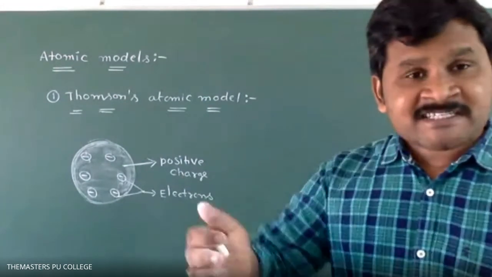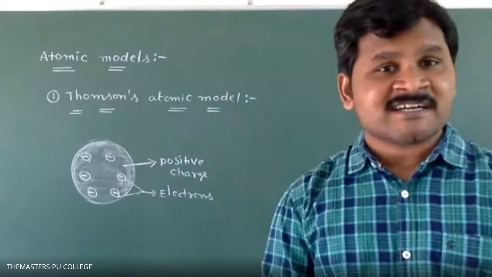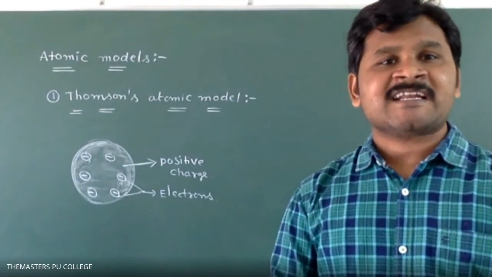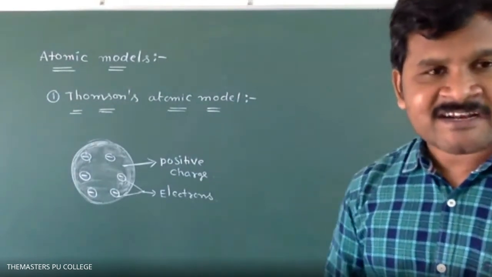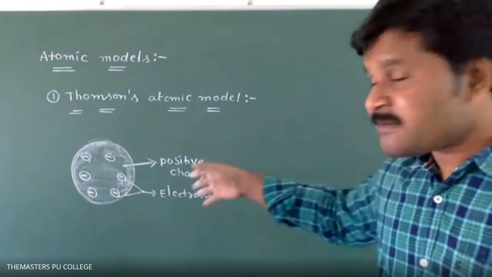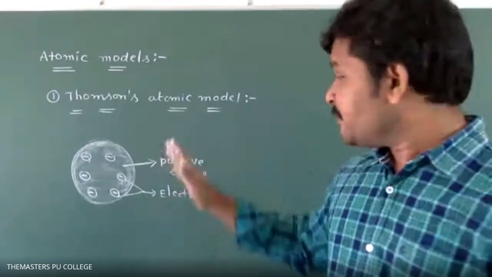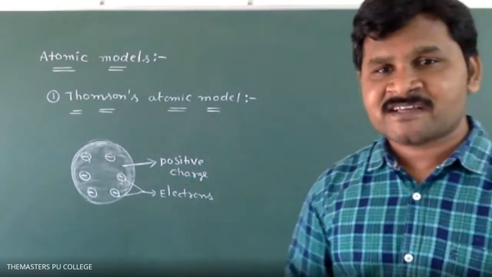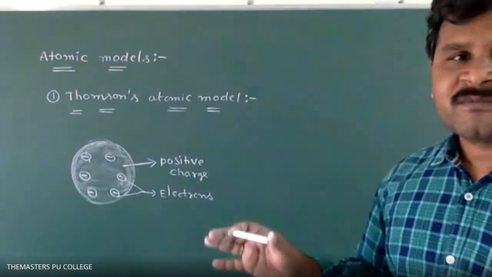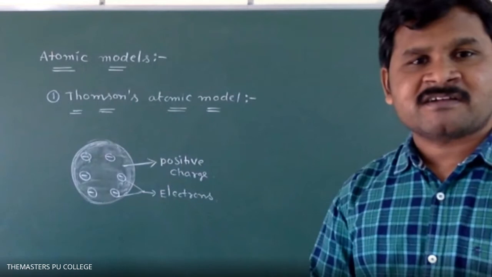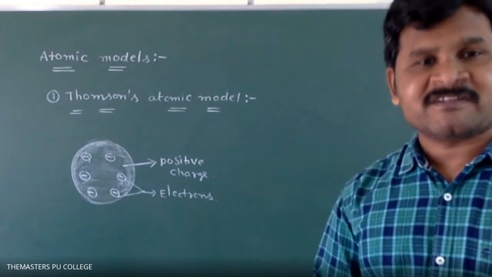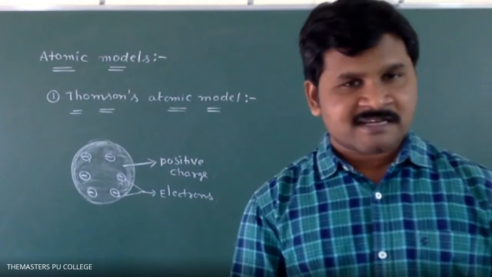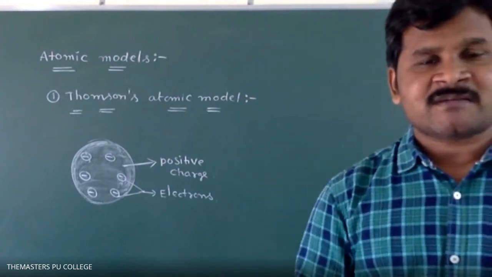Next, what is the major failure of Thomson's atomic model? Thomson's atomic model cannot explain the electrical neutrality of the atom. Electrical neutrality of the atom means what type of forces are present between protons and electrons. He cannot explain it. That's why Thomson's atomic model is not suitable with respect to the electronic stability of protons and electrons. Clear? So please write down Thomson's atomic model.